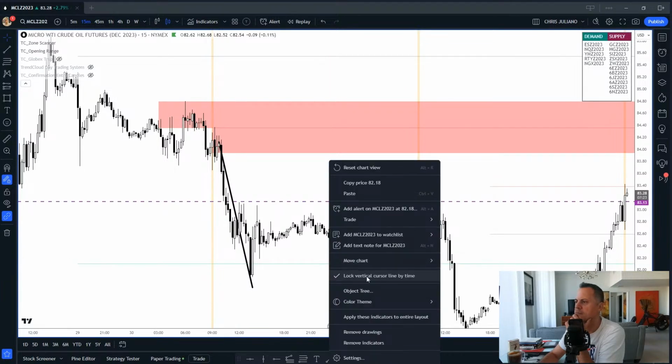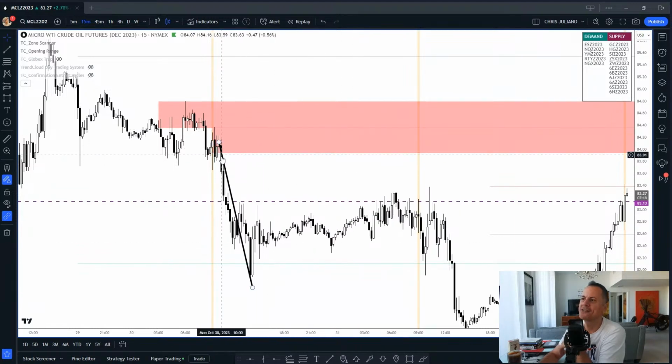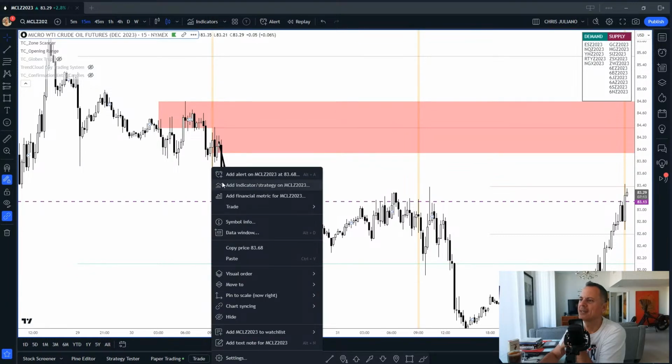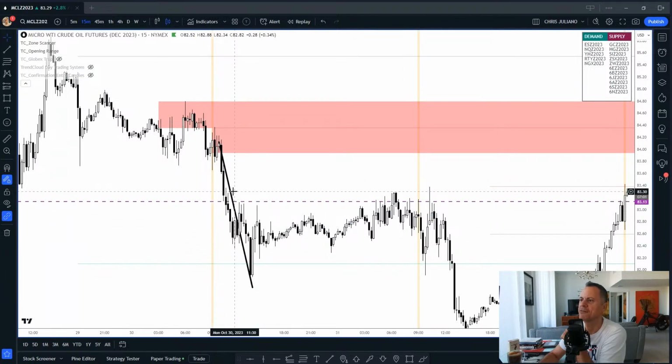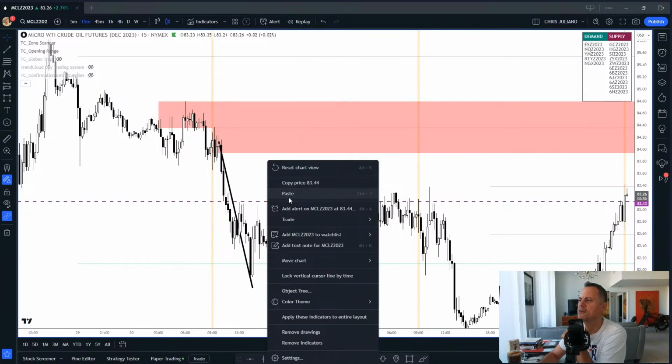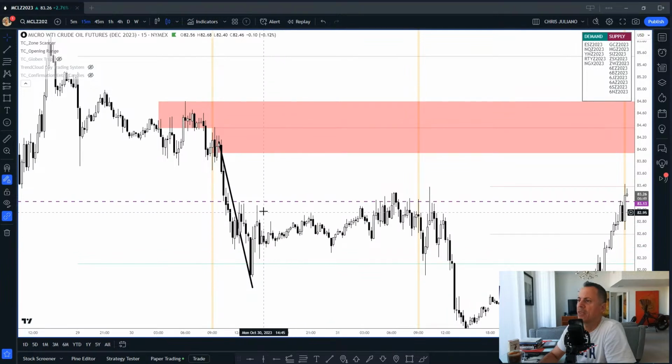Oops, I didn't mean to do that. Did you know you can lock your vertical axis? Like if I wanted to, I could right click and hit lock vertical axis. Where did it go? Oh, maybe it's left click. How did I do that? Uh-oh, I'll have to figure that out.